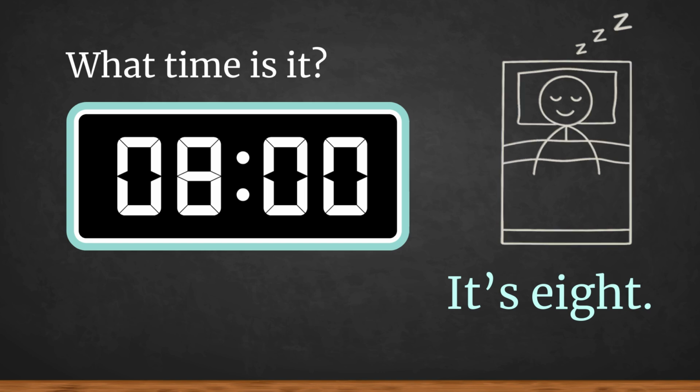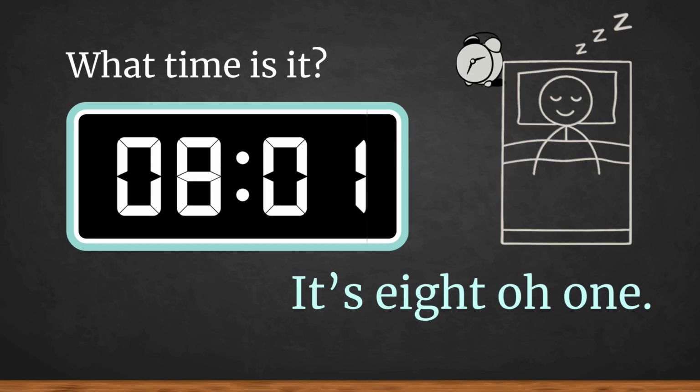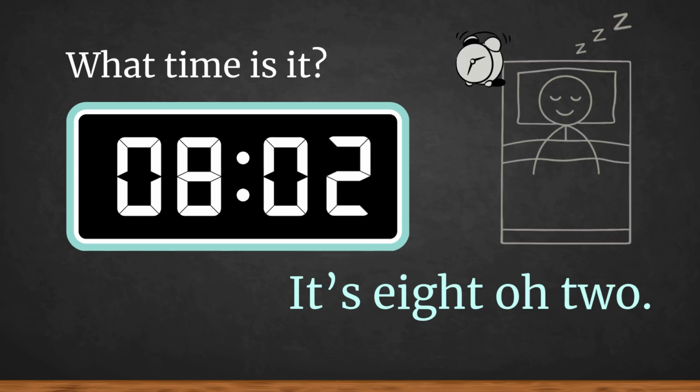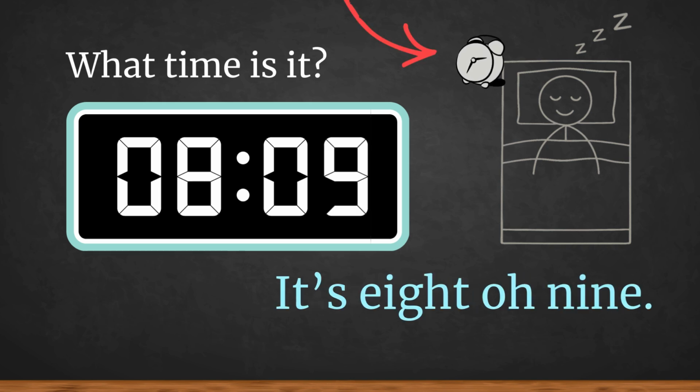It's 8. Bob is sleeping. The alarm is ringing. What time is it? It's 8:01. Bob is still sleeping. What time is it? It's 8:02. The alarm is ringing. It's 8:09. Bob is still sleeping.